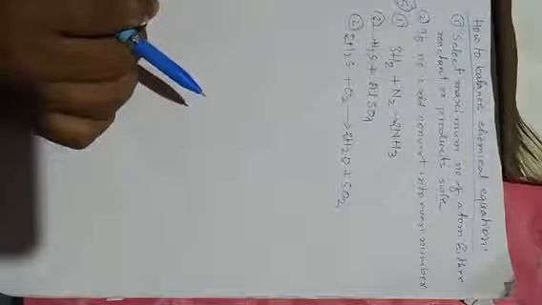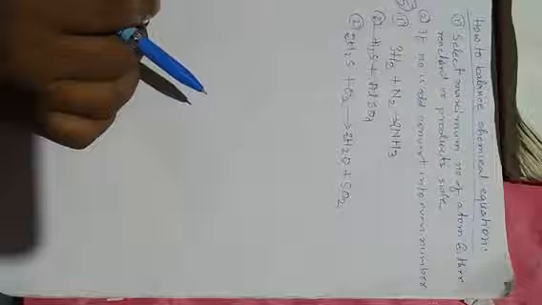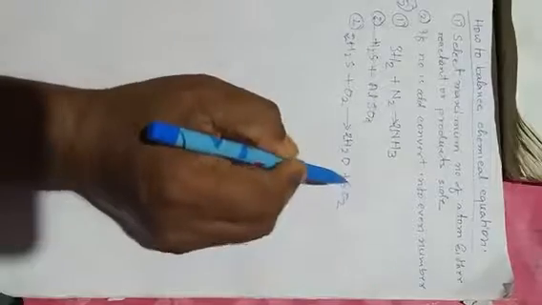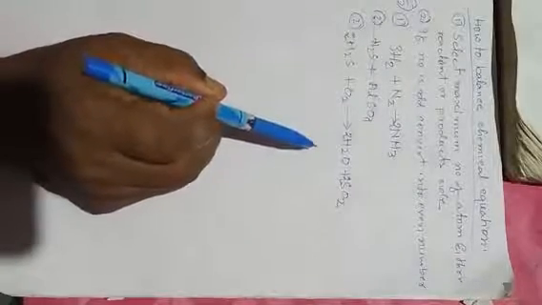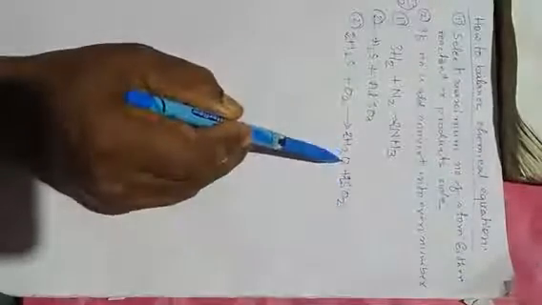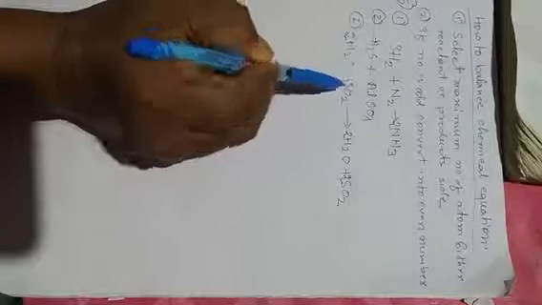Here you place 2. Placing 2, the hydrogen becomes 4. So place 2 here, and hydrogen becomes 4. Now sulfur becomes 2, so here you place 2, sulfur is 2. Now oxygen is 2 plus 4, which is 6. So you place 3 here. So this is balanced.